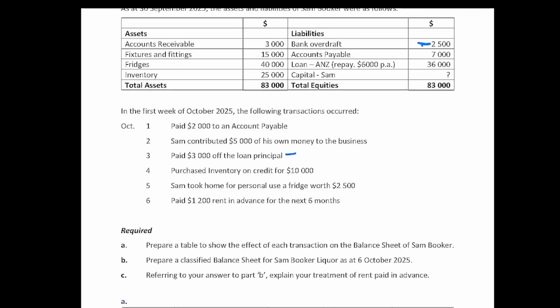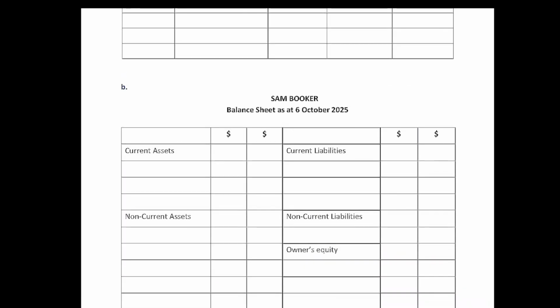Next one, Sam took home personal use, drawings 2,500 increase, drawings negative ownership increase, fridges decrease 2,500. Last one, paid 1,200 rent, not per month, 1,200 the total, paid, you call prepaid rent, right? Prepaid rent is an asset, a current asset, and then cash at bank decreases 1,200. Right? Any questions?